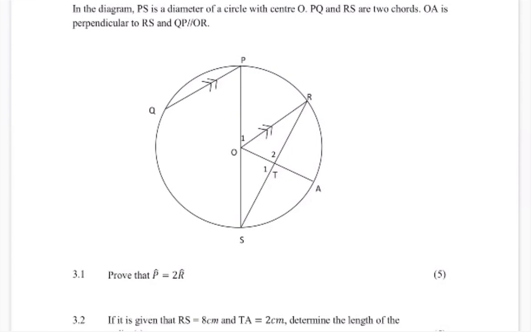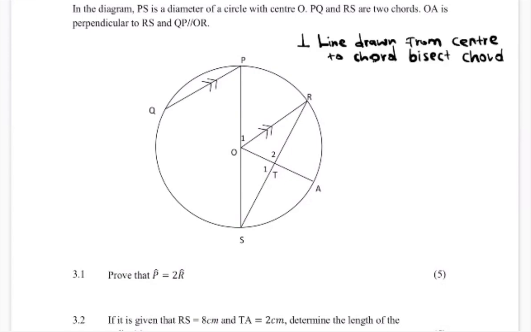Then another information is center O. So what do you know about the center? You know that the line drawn from center to the chord bisects the chord. And you also know that that line should be perpendicular. So the perpendicular line drawn from the center to the chord bisects the chord. What else do you know about the center? You know that angle at center is 2 times angle at the circumference.